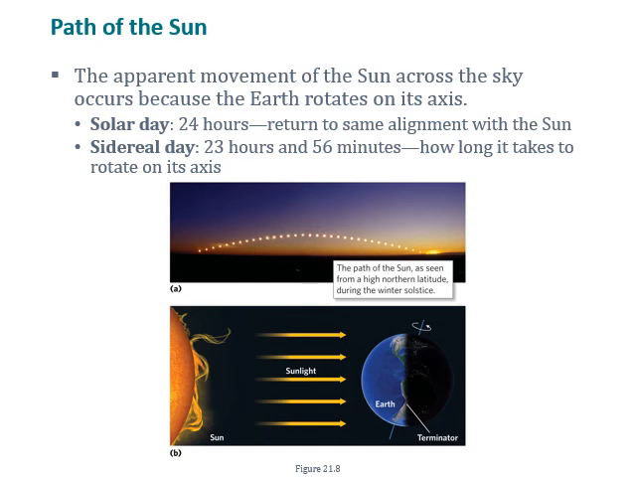The apparent movement of the Sun across the sky occurs because Earth rotates on its axis. One solar day is equal to 24 hours, and the solar day is defined as a return to the same alignment with the sun. One sidereal day is 23 hours and 56 minutes, and this is defined as how long it takes the Earth to rotate on its axis. The difference between these results in us having to add an extra day to the calendar every 4 years, known as a leap year, so that the sidereal days and solar days keep alignment with one another.